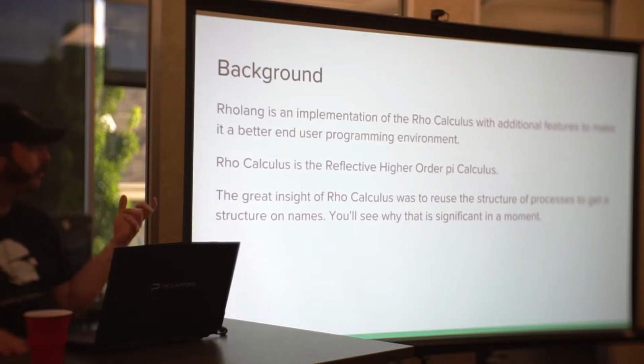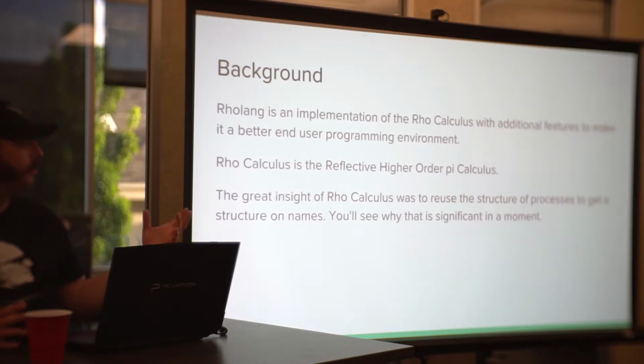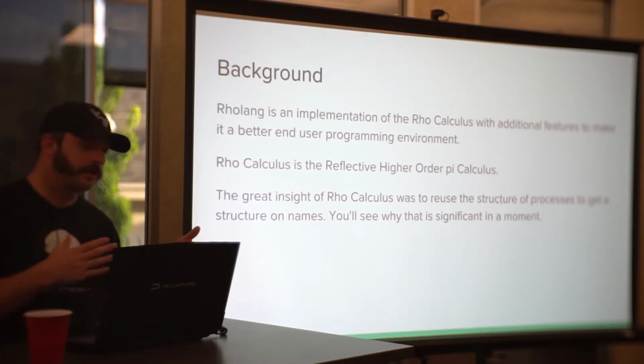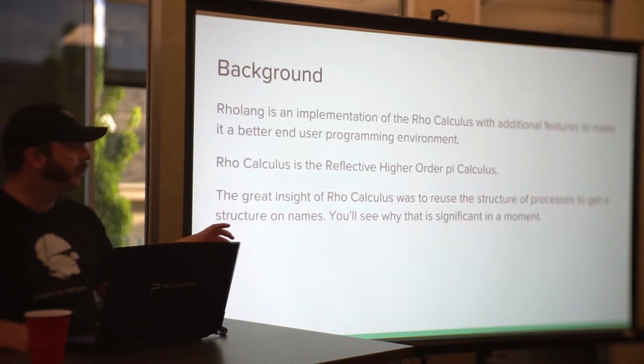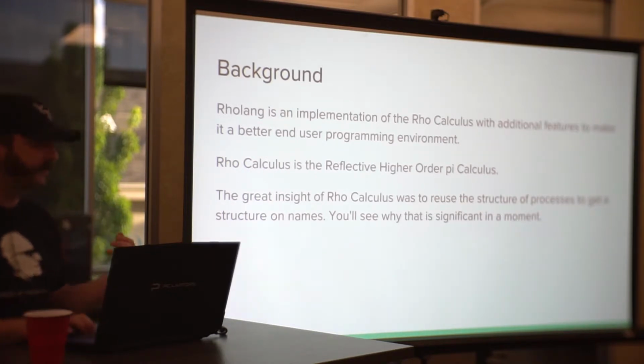And so one of the insights that led to the rho calculus was that most of the pi calculus presentations just assume that there's some set of names. In the rho calculus, Greg Meredith, who created the rho calculus paper, wanted to add structure to names. And so he realized he could just reuse the structure of processes to get a structure on names. And as we go along, you'll see why this is significant.